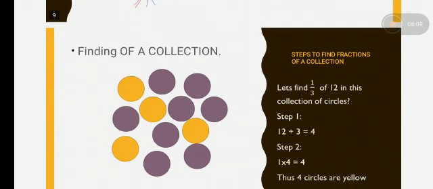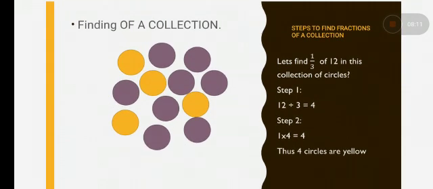Now finding fraction of a collection. How to find 1/3 of 12? There are 12 balls, circles, and we have to find 1/3 and we have to color it yellow. So 1/3 of 12 in this collection of circles. Step 1, we will divide 12 by 3. That answer is 12 divided by 3 is 4. Step 2, 1 into 4. So answer is 4. Thus 4 circles we can color yellow. 1/3 of 12 is 4.